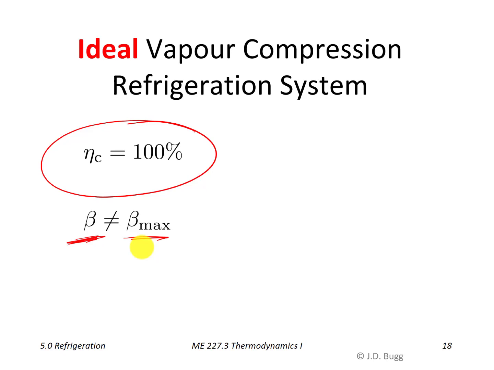We would also need to go back to our Carnot cycle. And as we realized, it's not practically possible to implement a Carnot cycle. So when you see the word ideal, notice it does not mean we're operating at the maximum possible coefficient of performance. What it does mean is that the compressor has 100% isentropic efficiency.